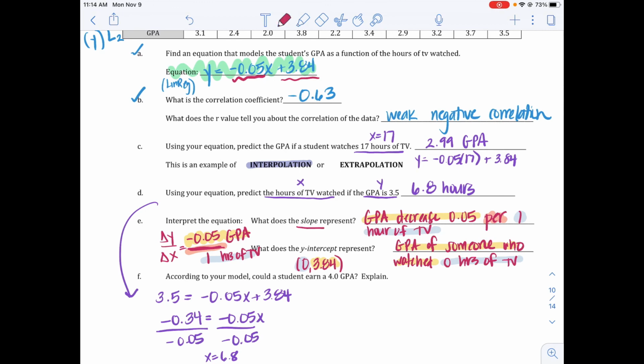Okay. Next, according to your model, could a student earn a 4.0 GPA? And I want you to think about that. What do you think?